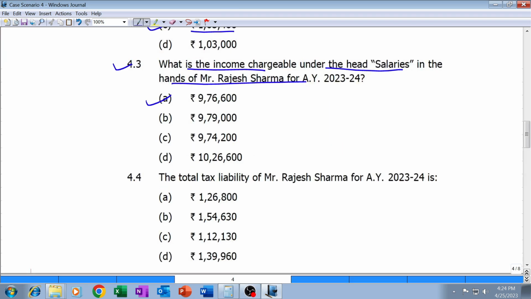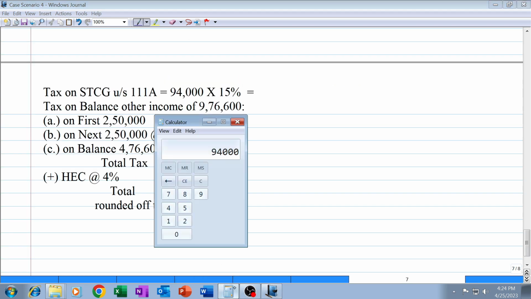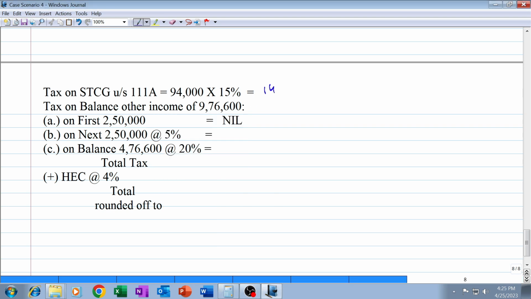Next is 4.4. The total tax liability of Mr. Rajesh Sharma for AY 23-24. While computing tax liability, don't forget that apart from the salary of 976,600, we have short-term capital gain also of 94,000, which is taxable under section 111A at the rate of 15%. So let's calculate tax liability. 94,000 into 0.15 is 14,100, which I am putting into memory. And 976,600 will be taxable as per slab rate.